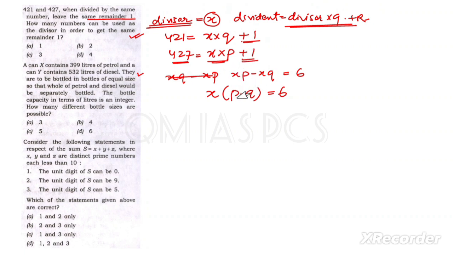Now whatever the quotient for q and whatever the quotient here p, it can be any numbers, but they cannot be the same. P and q cannot be the same. Why? Because these numbers are different. 421 and 427 are both different numbers, that's why the quotient can't be the same. So if I subtract p minus q, obviously there will be some positive number.